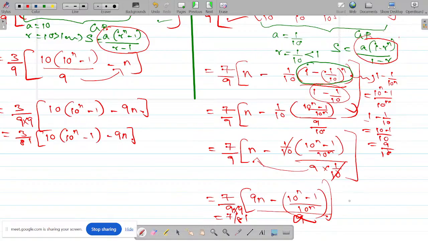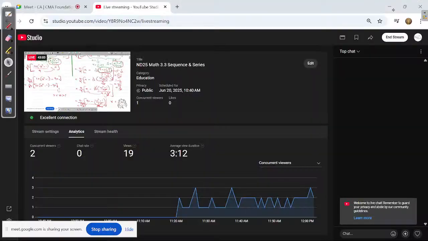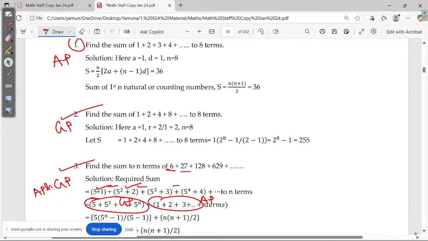So this is the case where R was 1 by 10, which is less than 1. And this is the case where R was 10, which is greater than 1. If you make a check here, you will get n this side, which is 9n this side, and here you will get positive 9n as the first term. Obviously, you're not going to have all these steps in the exam, but unluckily, we have to go for the in-between steps because your options will be given as in-between steps.